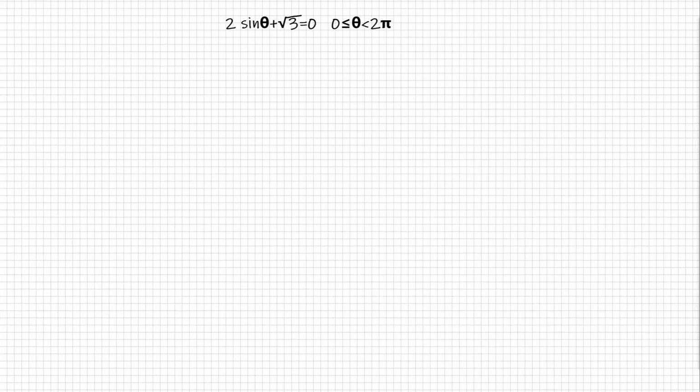Alright, one more. Let's look at 2 sine theta plus the square root of 3 equals 0. Again, this is a linear equation, what we've seen as a linear equation in the past. So we'll just subtract the square root of 3 from both sides. That gives us 2 sine theta equals negative square root of 3. Divide both sides by 2. That gives us sine theta equals negative square root of 3 over 2.